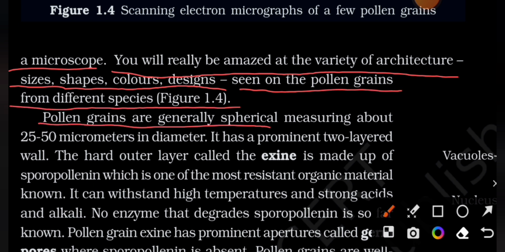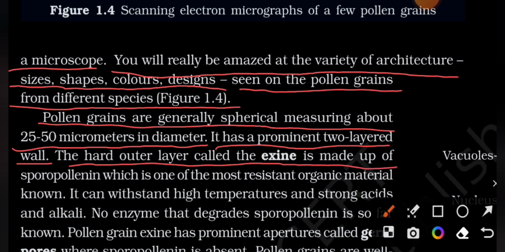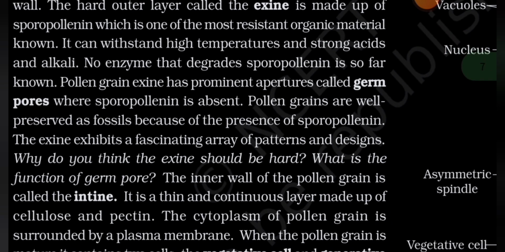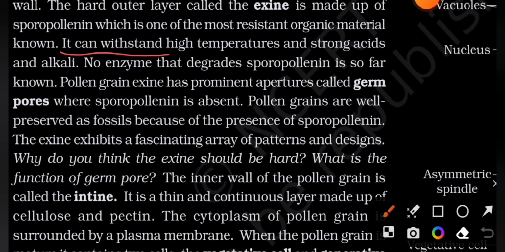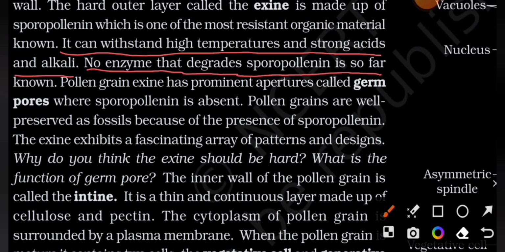Pollen grains are generally spherical, measuring about 25 to 50 micrometers in diameter. It has a prominent two-layered wall. The hard outer layer called the exine is made up of sporopollenin, which is one of the most resistant organic material known. It can withstand high temperatures and strong acids and alkali. No enzyme that degrades sporopollenin is so far known.